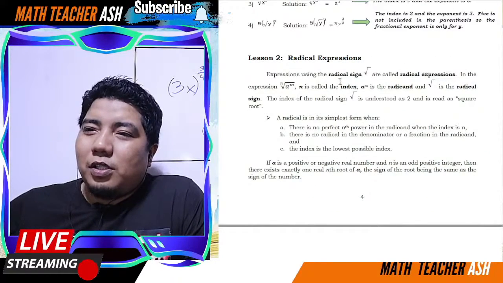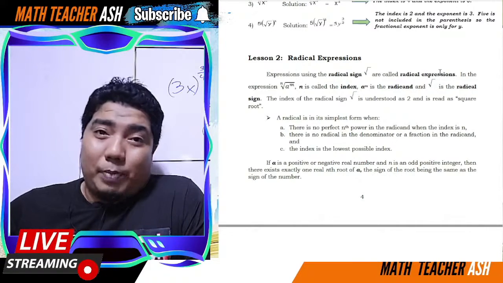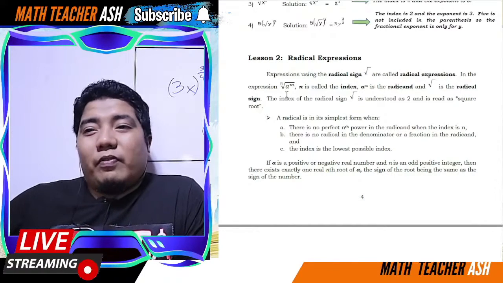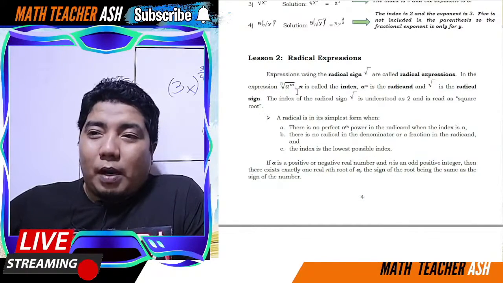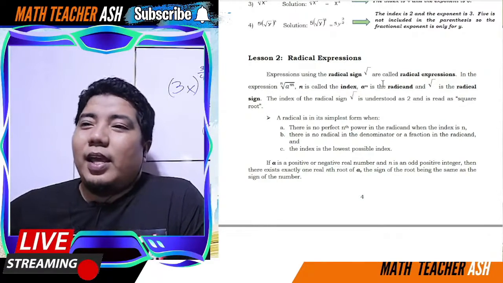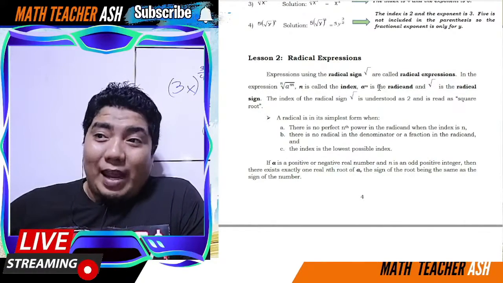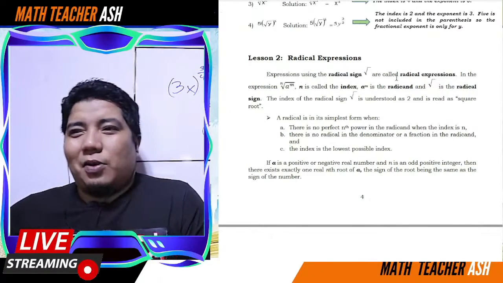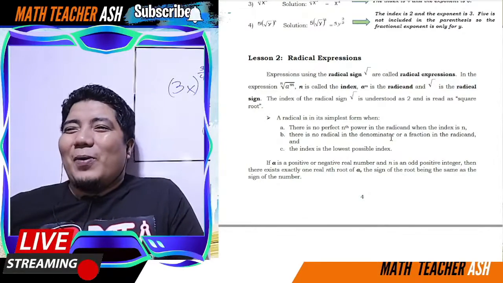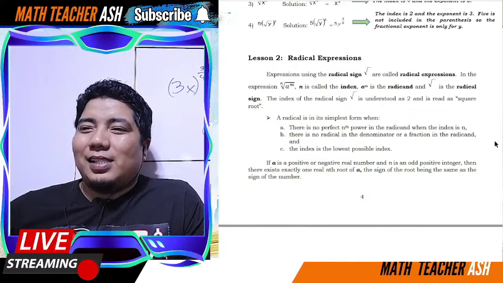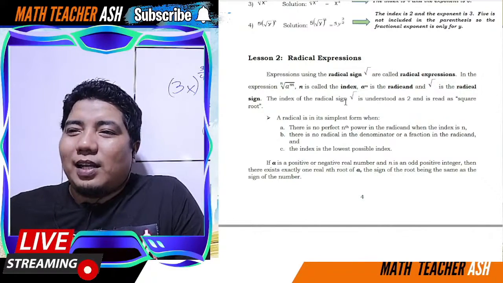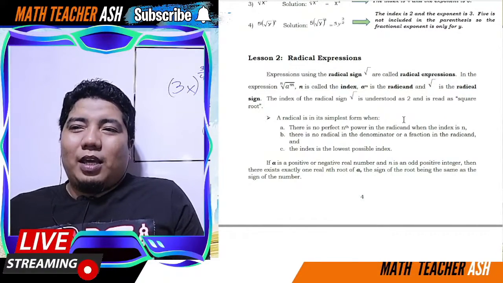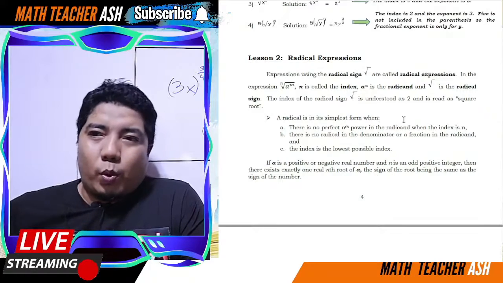So, expressions using the radical sign are called radical expressions. Okay, ito yung mga nasa loob. In the expressions, nth root of a to the power of m, n is called the index, a to the power of m is the radicand. Yung nasa loob, ang tawag dyan, radicand. Alright, with a D. And yung symbol naman is the radical sign. So the index of the radical sign is understood as 2 kung wala kang nakikitang number dyan. Okay? Because that is read as the square root.